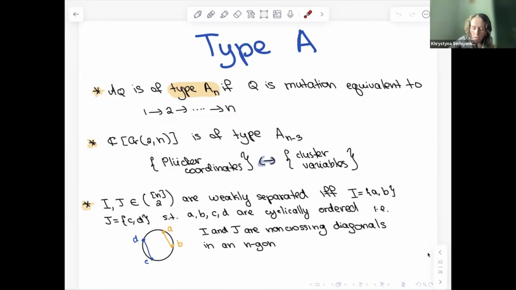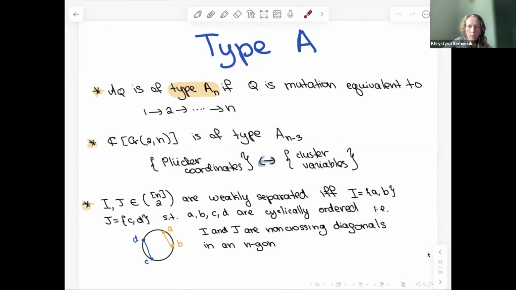And then it is known that the coordinate ring of the Grassmannian of two planes in an n-dimensional space is of type A_{n-3}. And actually, in this case, and only in the case when k is 2, you have the following nice correspondence, where the set of cluster variables agrees exactly with the set of Plücker coordinates. So normally, remember, we had this subset, but only in the case k equals 2, we have a very good understanding of the cluster structure.